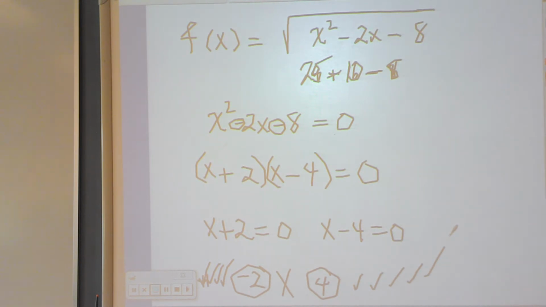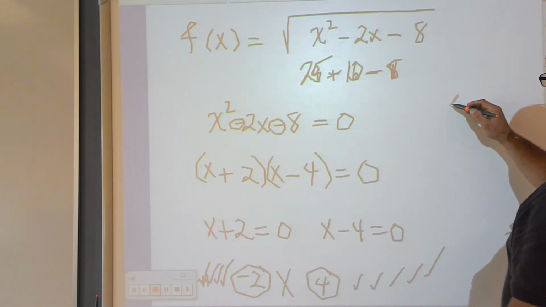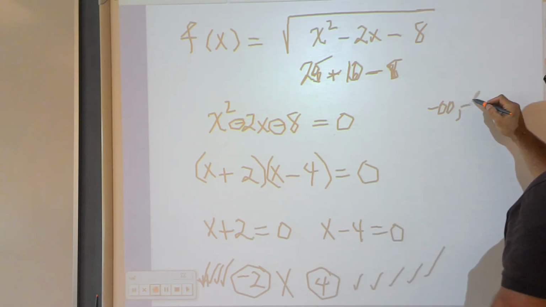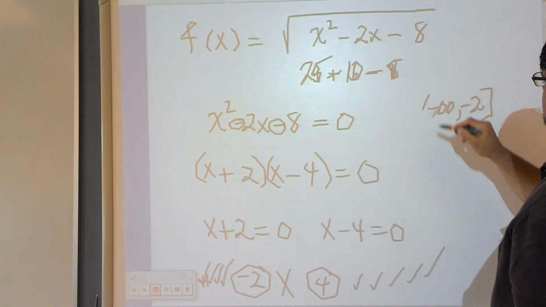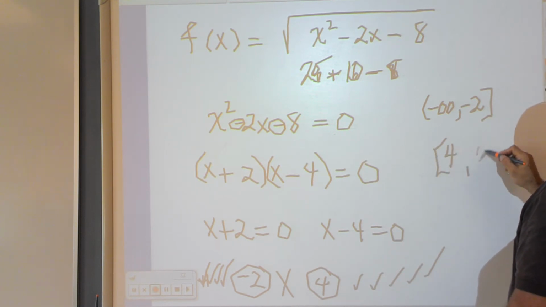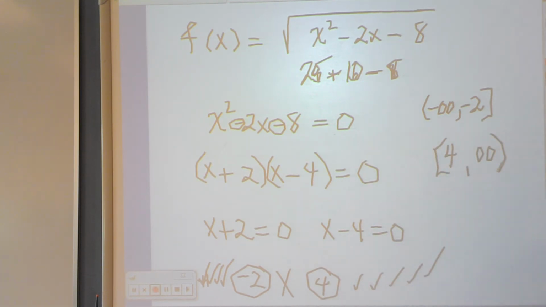So what's my domain? All real numbers, but I can't use what? Negative 2 to 4. Can I use negative 2 and 4? Yes. So it's not inclusive. So your domain is I can use negative infinity to what? Negative 2. And I can use 4 to what? To infinity. There's your domain.